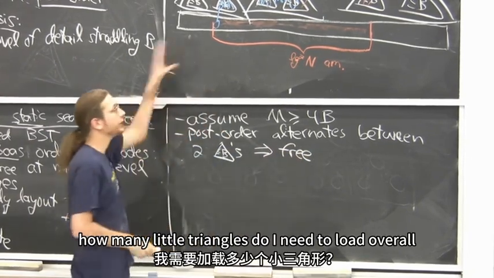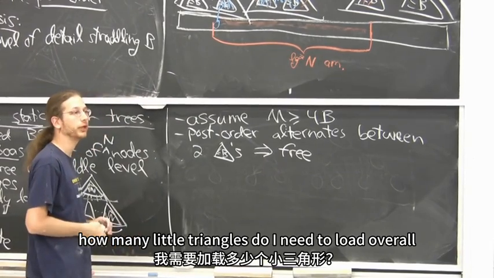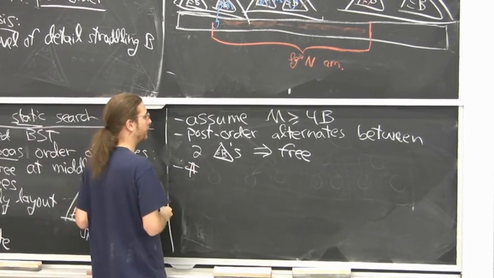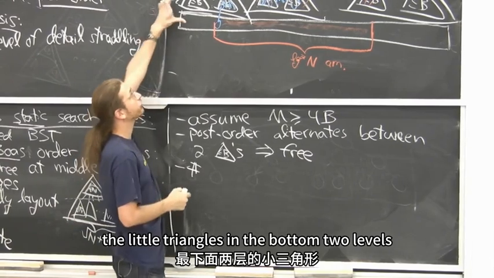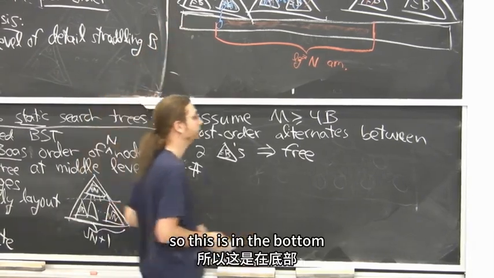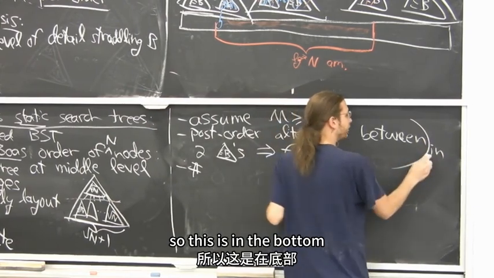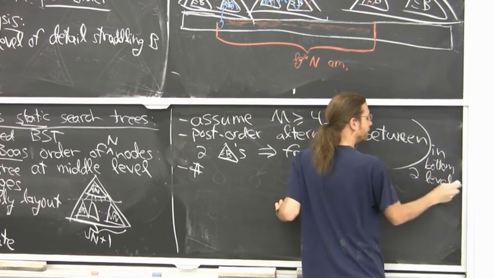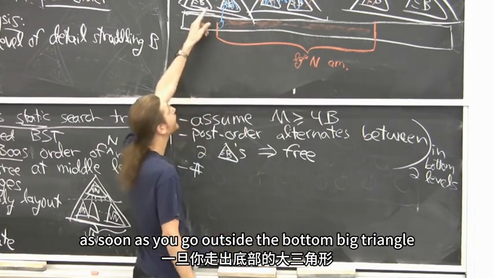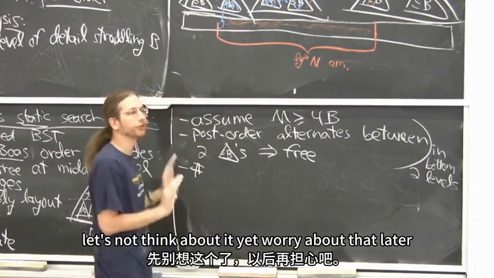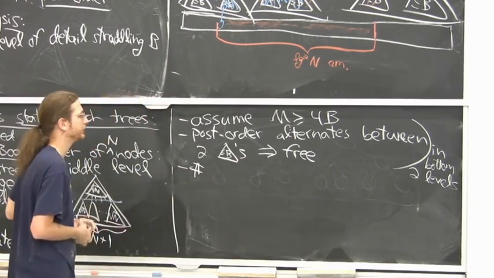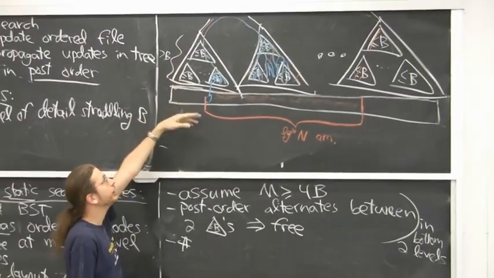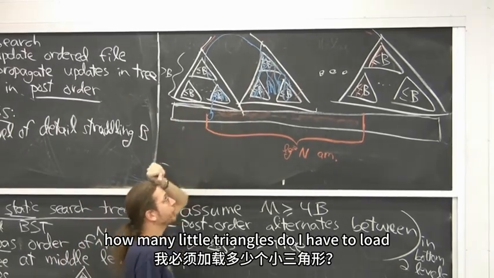The only issue is how many little triangles do I need to load overall? Sorry, I should say I'm just looking at the little triangles in the bottom 2 levels. Sorry, I forgot to mention that. As soon as you go outside the bottom big triangle, let's not think about it yet. We'll worry about that later. So just looking at these bottom 2 levels that I drew, we're just doing this alternation. And so the only issue is how many little triangles do I have to load?